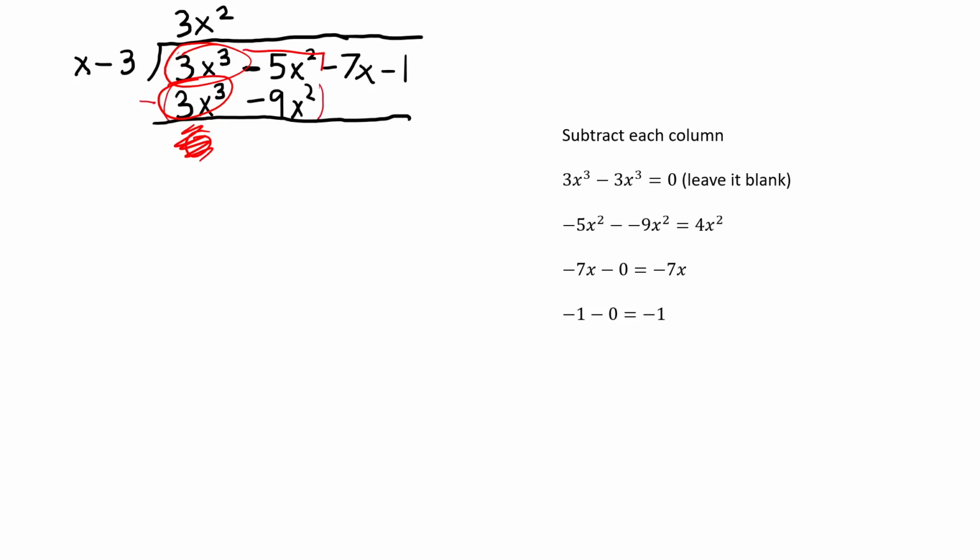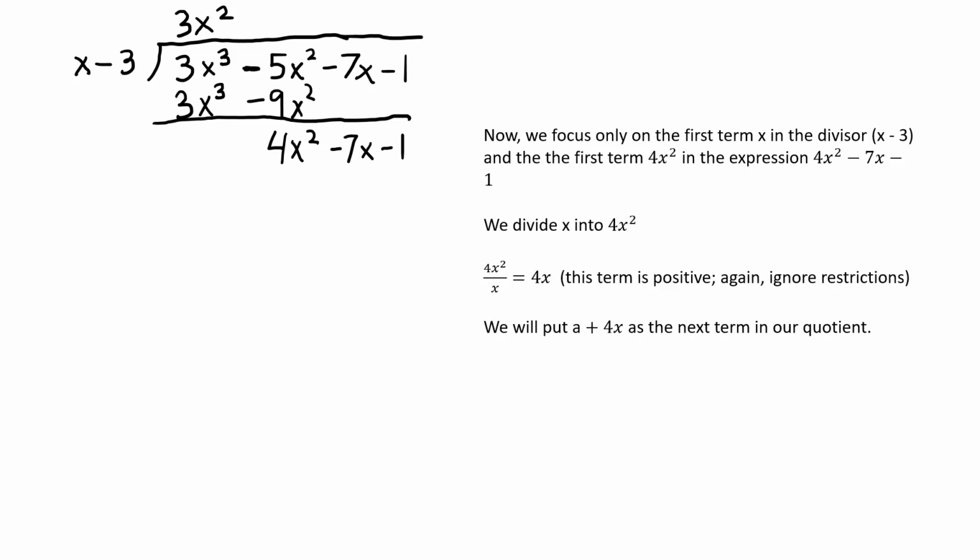This negative 5x squared right here is going to subtract this negative 9x squared right there, giving us positive 4x squared. Now, the negative 7x will subtract a 0, and the negative 1 will subtract a 0. So some people might just say, just bring those down. So this is what will happen at the end of our first step. We've got 4x squared minus 7x minus 1. We're now going to repeat the process.